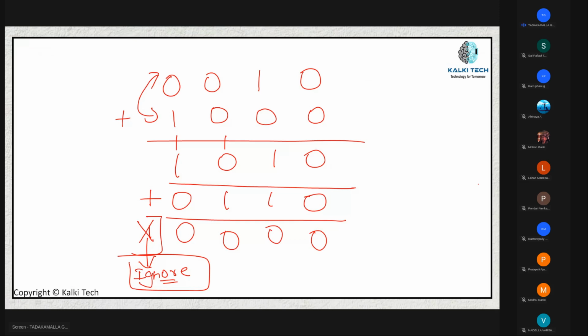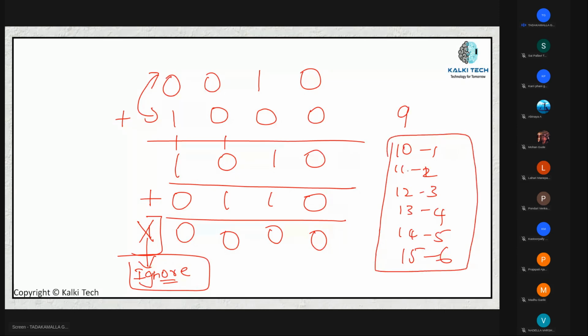So after 9, we have 10, 11, 12, 13, 14, and 15. So how many invalid digits we have? 6. So to skip these 6 invalid representations, we are going to add 6.